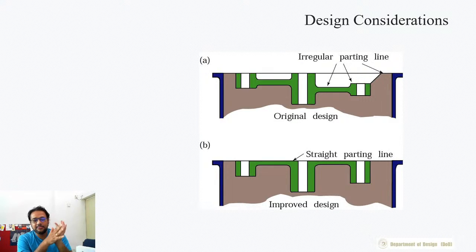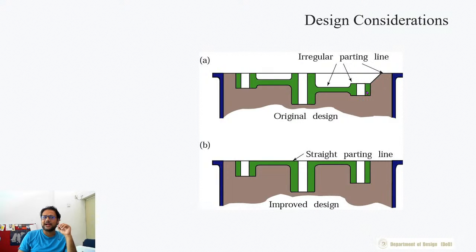In this image you see two different parts. The first part is slightly irregular in shape. You have one side at a slightly higher level and the other side at a slightly lower level. It can be cast. It's not a very critical thing to cast. It does not show the draft angles, but imagine that there are draft angles in this.